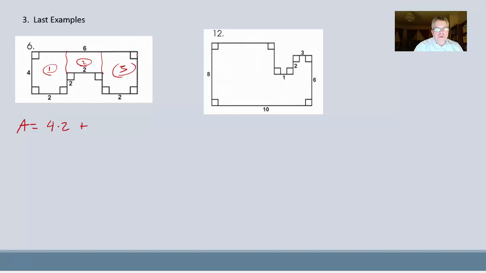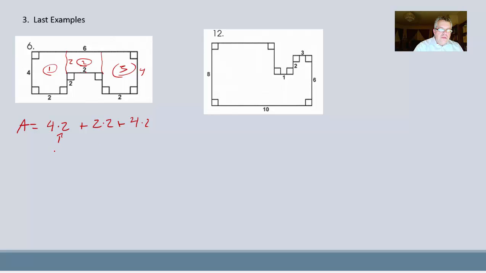That 6 is for the whole top. So we have 2, and we got to figure out how tall it is. Well, since the total height's 4, and this is 2, that has to be 2 there. So this middle rectangle is 2 by 2. Right, this one over here, it looks like it's congruent to the first one. The width is 2, and the height is 4, because it matches over here. So that is 4 times 2.